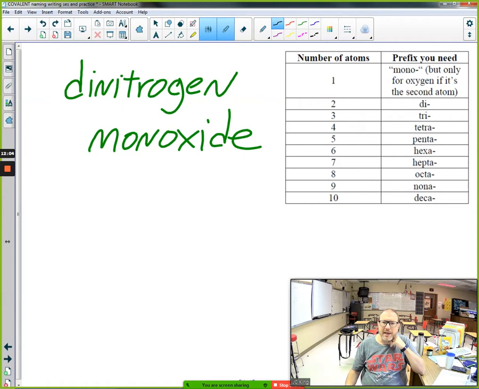So dinitrogen monoxide. Okay, type up in the chat what you think the formula for that's going to look like. Don't worry about trying to make it superscript or subscript or anything. But look at the prefixes and look at the elements. And let's see what you get.